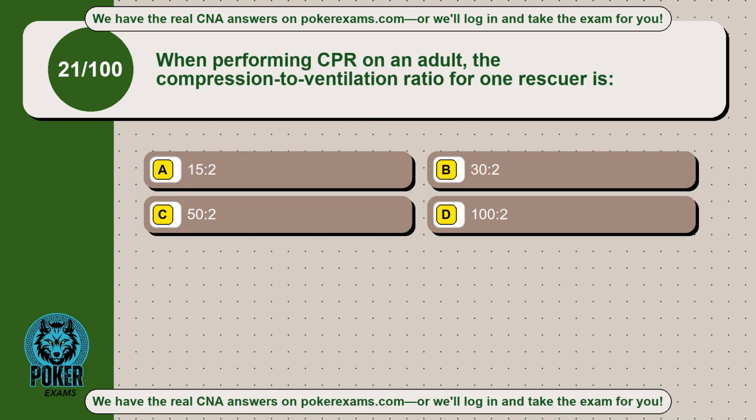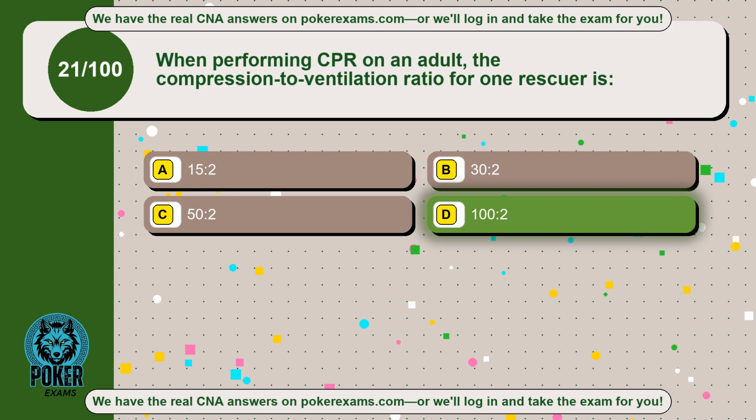Question 21. When performing CPR on an adult, the compression to ventilation ratio for one rescuer is: Option A 15:2. Option B 30:2. Option C 50:2. Option D 100:2. The correct answer is option D.